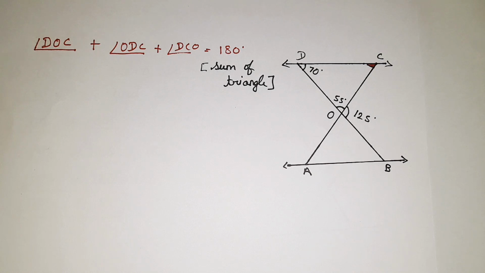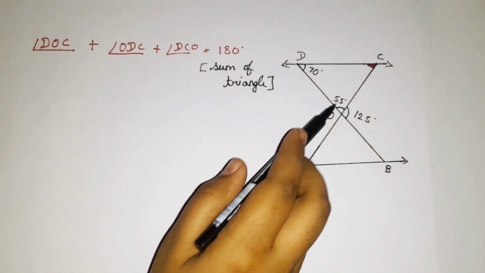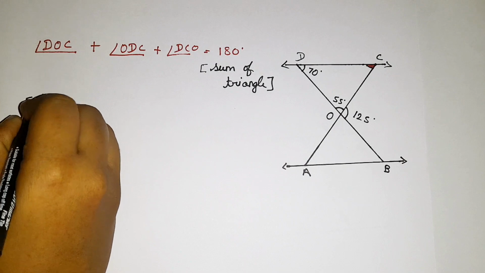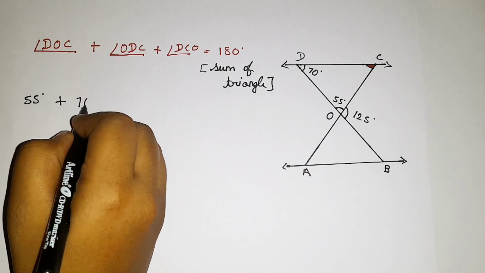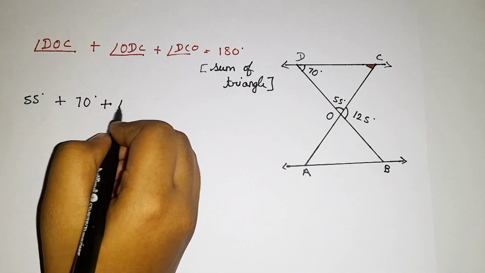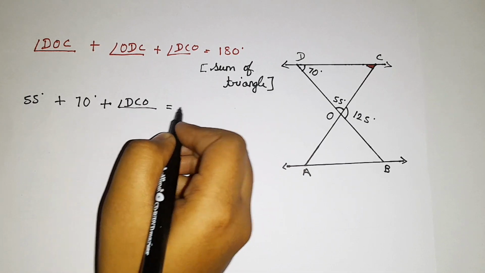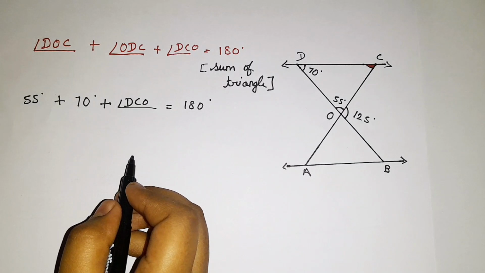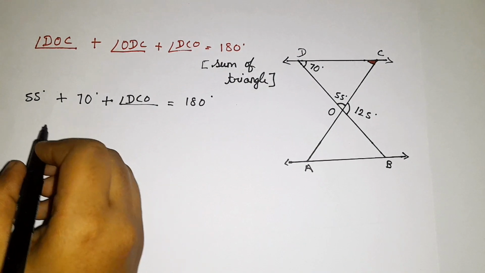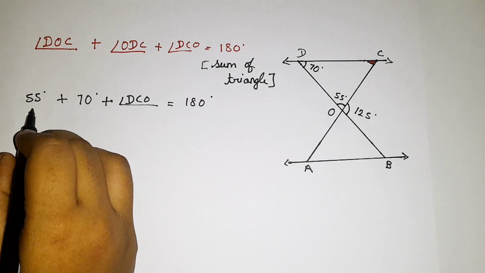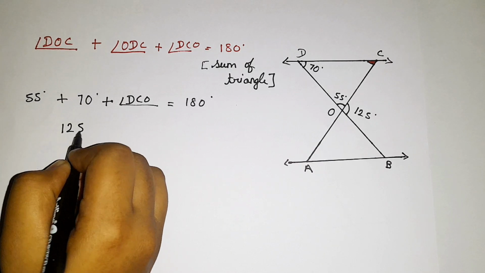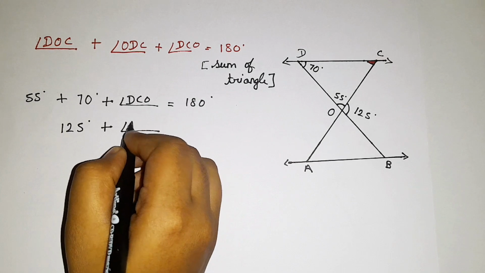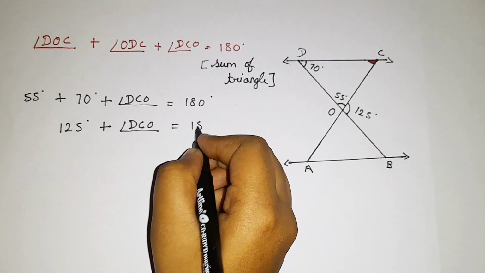Okay, so now let us substitute the values. In angle DOC, what is the value? Angle DOC is 55 degrees, plus in ODC, where is ODC? The angle ODC is 70 degrees, plus angle DCO, which we don't know and are supposed to find, is equal to 180 degrees. When we add 55 degrees plus 70 degrees, we get 125 degrees, and then plus angle DCO is equal to 180 degrees.